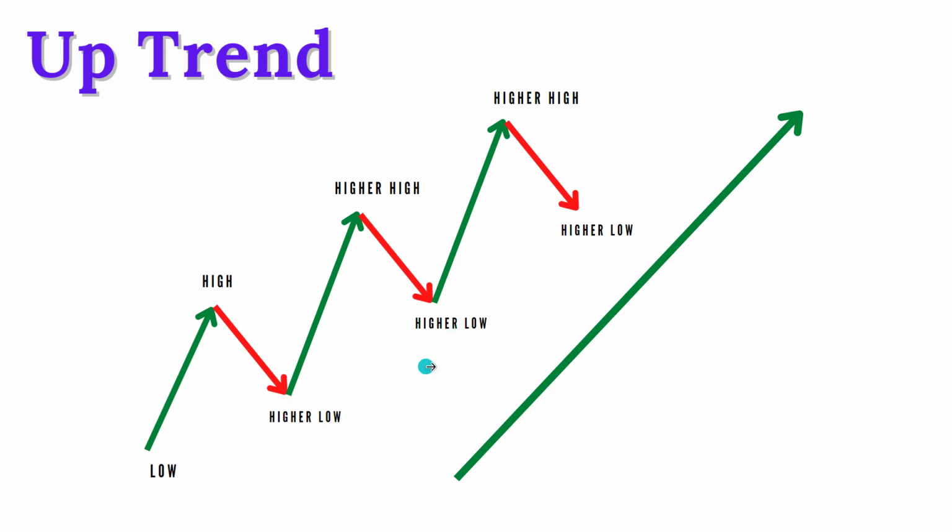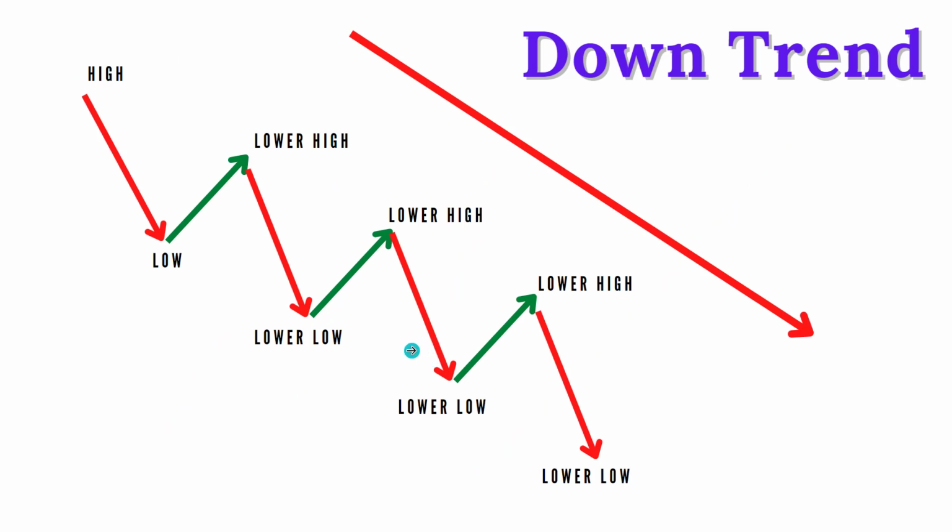So let's go to downtrend. We have covered uptrend, and in an uptrend we said that if a particular script is making higher lows and higher highs, then it is called an uptrend. Just the inverse of it, the reverse of it, if a script is making lower lows and lower highs, then it is called a downtrend.